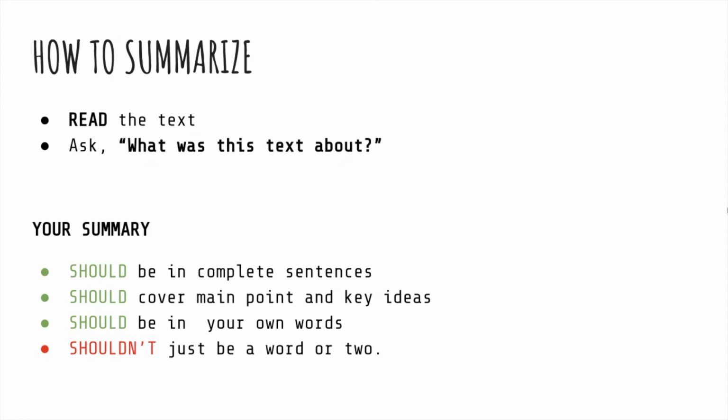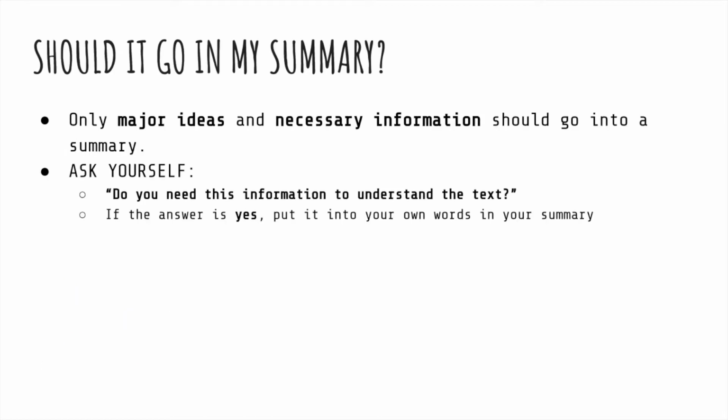And again, it shouldn't just be a word or two. It should always be in complete sentences, okay? And if the text is super short, your summary could very well just be a sentence, right? But it should never be only a word or two, okay? And what should go in my summary? Only the major ideas and the necessary information should go into a summary, okay? So only what the central idea of the text is and the evidence that helps you see that central idea should go into your summary. You should always ask yourself, do you need this information to understand the text?